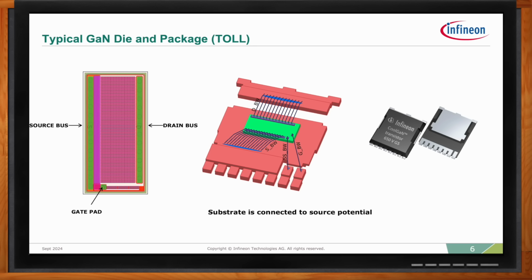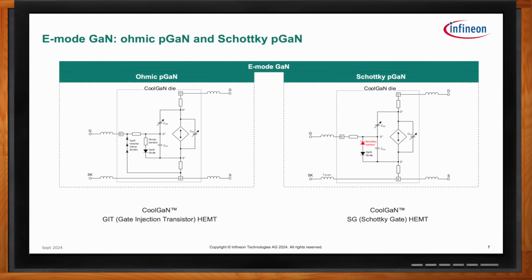It is important to note that unlike the majority of silicon devices, the large back metal substrate is connected to the source terminal as opposed to the drain. What would a GaN HEMT look like on a schematic level? So as highlighted, there are 2 main flavors of E-mode GaN. There is the ohmic P-GaN as shown on the left and the Schottky P-GaN on the right. The 2 diagrams highlight the parasitic structure of each device, and indeed they are very similar.